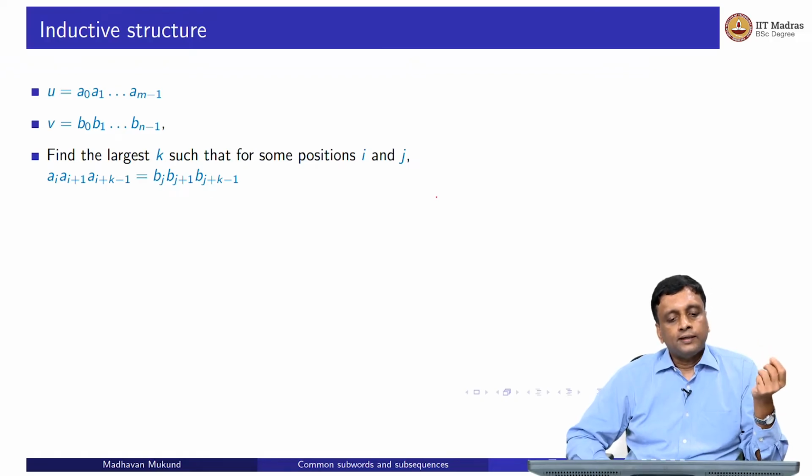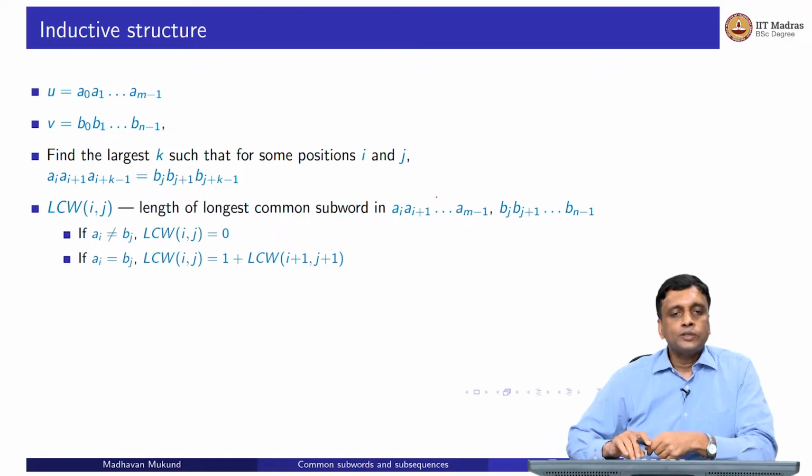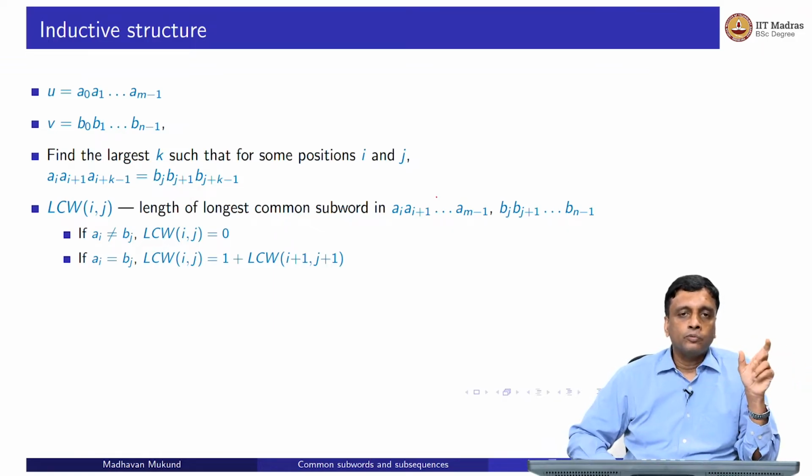So we want to find the largest k such that for some positions i and j, there is a string of length k starting from a_i and b_j which are the same. So what we want to calculate, for every i and j, which is what we are doing by brute force, is the longest common word starting at i and j. So now what is the inductive structure?